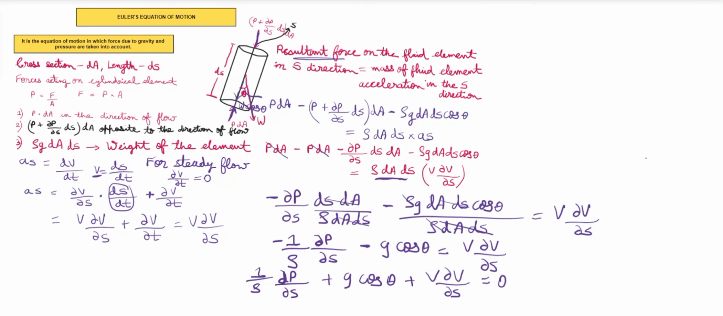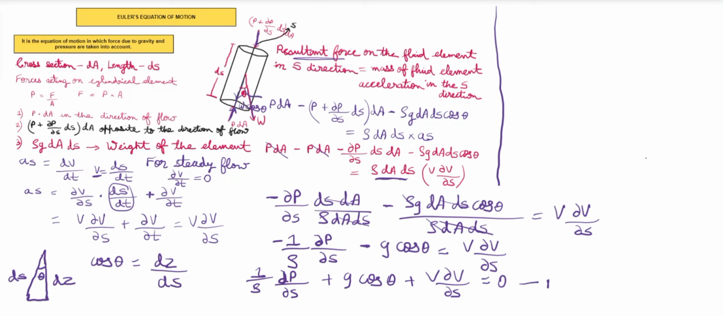here this angle theta is formed in the diagram. Let's just create that diagram. The angle is theta, and here we have ds, and this is say dz. Then we can write cos theta equal to adjacent upon hypotenuse, which is dz upon ds. We'll just substitute this here in this equation. So it will be 1 upon rho del p by del s plus g into cos theta, which is dz by ds, plus v del v by del s equal to 0.